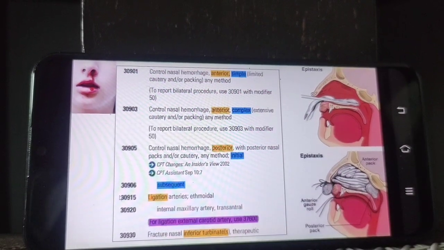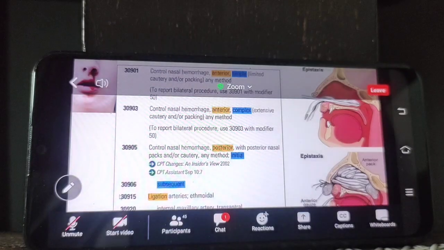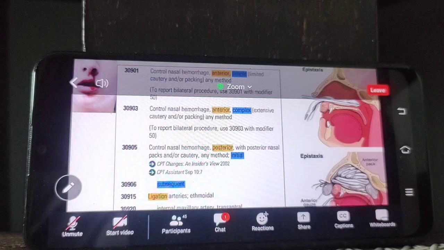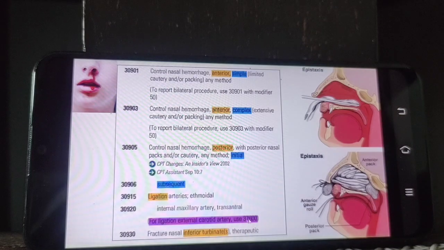Ethmoidal artery 30915. For internal maxillary artery, 30920. For ligation of the external carotid artery, go for 37600. So ligation means joining.